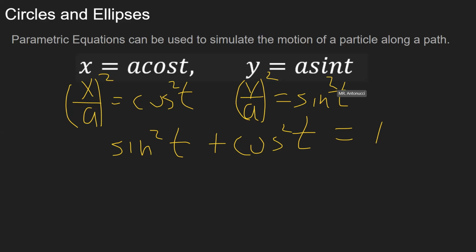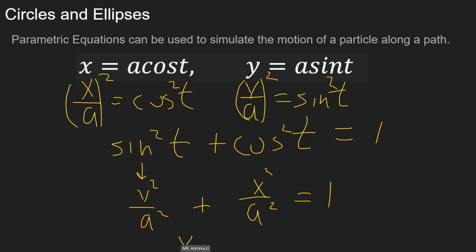So sine squared t is equal to y squared over a squared. Cosine squared t is equal to x squared over a squared. And that's equal to 1. If I multiply both sides by a squared, I would have y squared plus x squared equals a squared. And if you recall, that is the Cartesian equation for a circle of radius a centered at the origin.